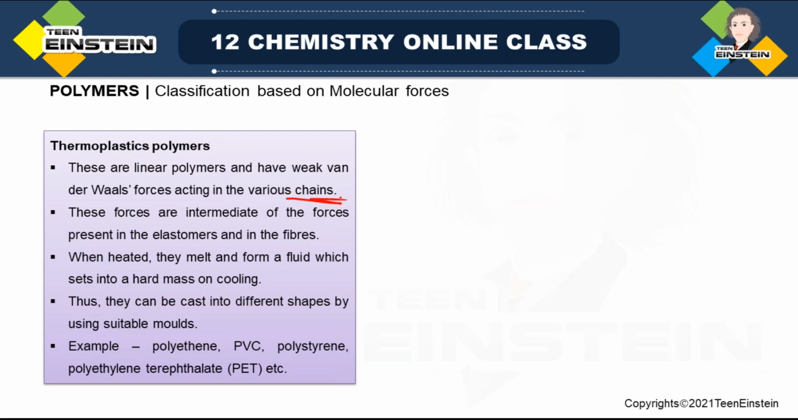When we say weak, suppose polymer 1 has weak force and polymer 2 also has weak force. How will you compare? It is true in both cases, it is weak. But in elastomer it is the weakest interaction, and in fiber it is very strong. And something in between is present in the case of thermoplastic.